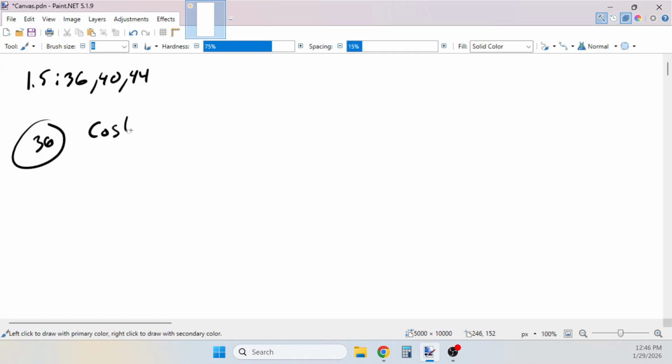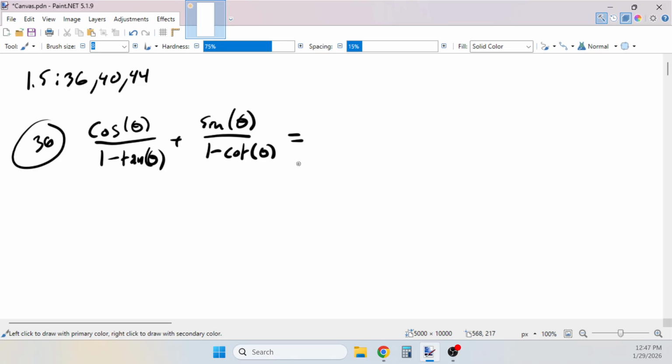is cosine theta over 1 minus tan theta plus sine theta over 1 minus cotangent of theta is equal to sine theta plus cosine theta. Okay, before we do this problem, I want to talk about trig identities.